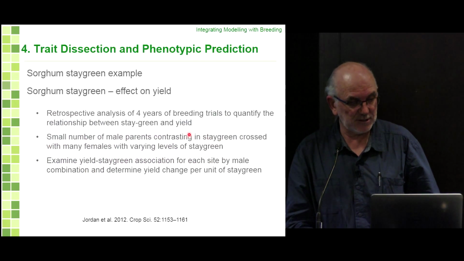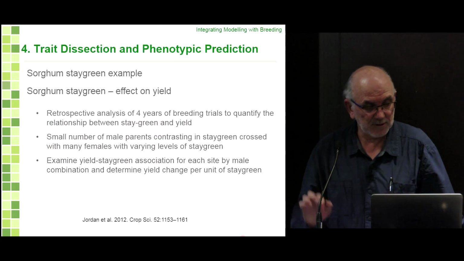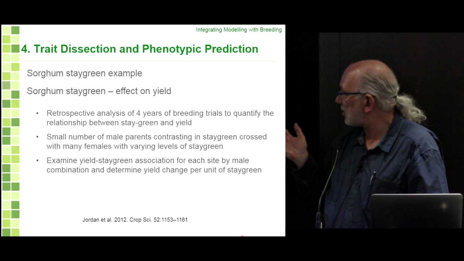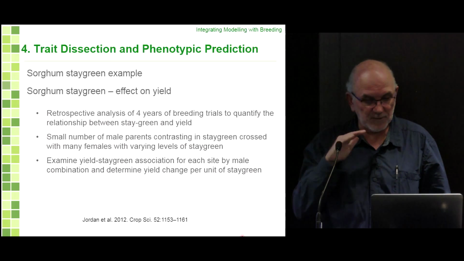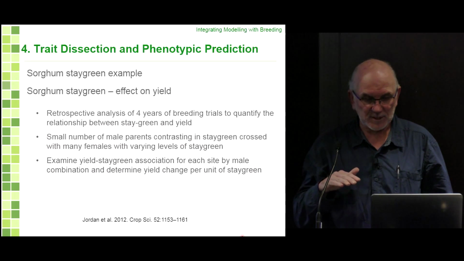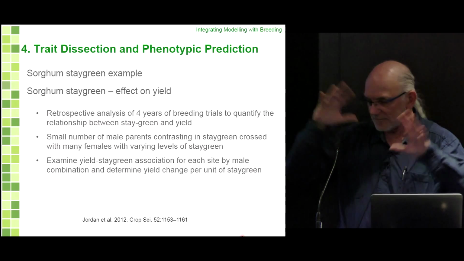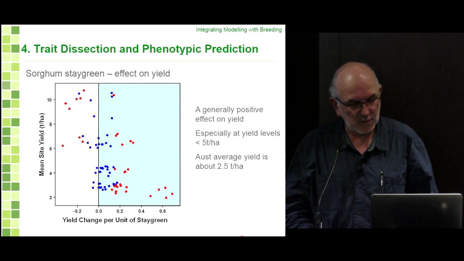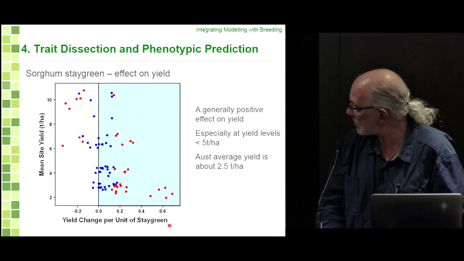David Jordan did a nice analysis of this from all his breeding trial data, looking at the effect of stay green on yield. He had a number of male parents crossed with many females varying in stay green, and then he plotted those and looked at the yield and stay green score association. The next plot shows you the slope of those hundreds of graphs. So this is the mean site yield, and this is the slope of that yield change per unit of stay green. Each one of these is one of those populations.